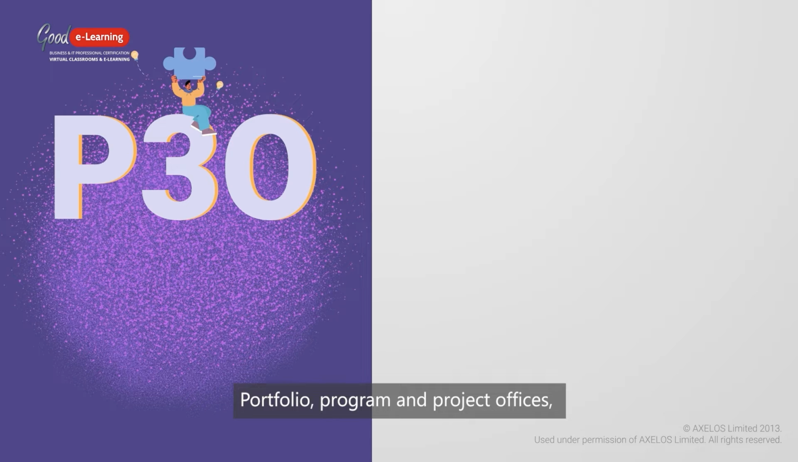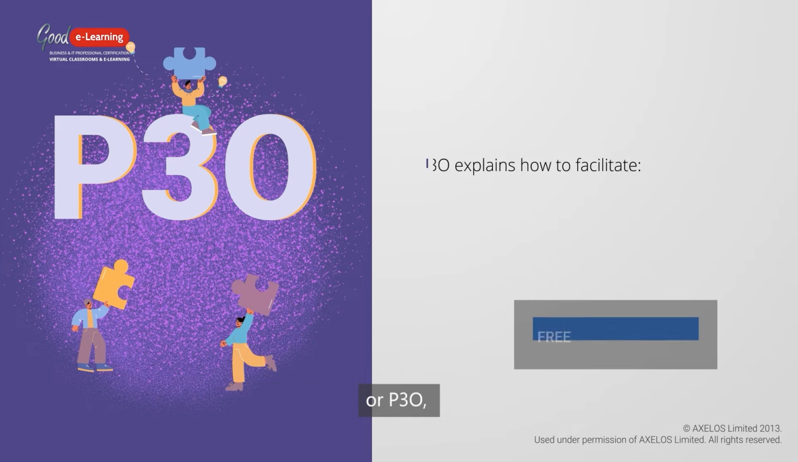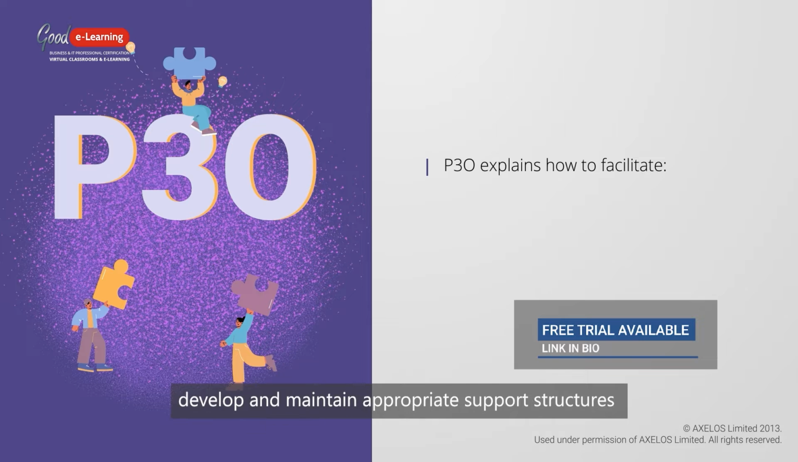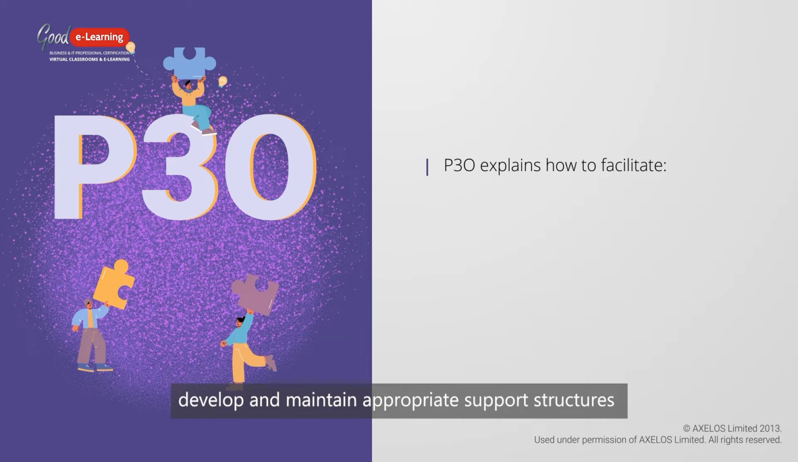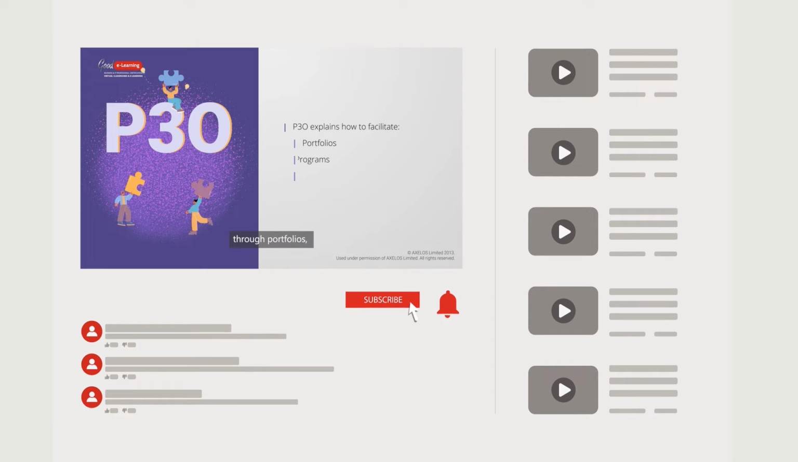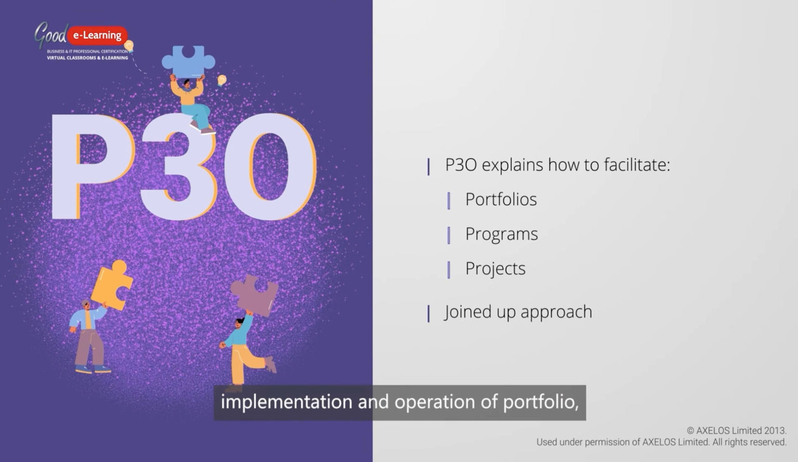Portfolio, Program and Project Offices, or P3O, explains how organizations can successfully establish, develop and maintain appropriate support structures that will facilitate the delivery of change initiatives through portfolios, programs and projects. The P3O guidance provides a joined-up approach to the design, implementation and operation of portfolio, program and project offices.